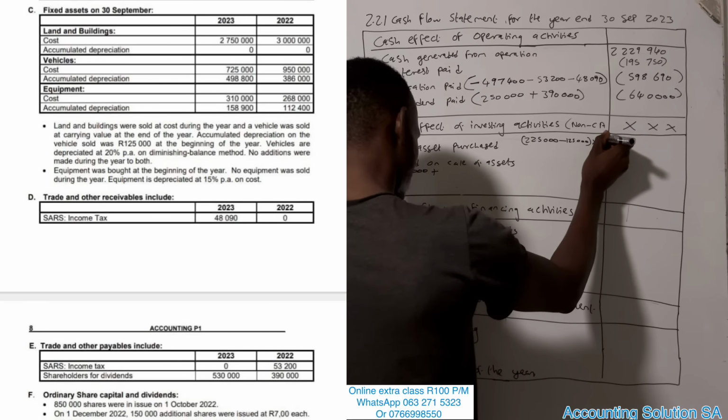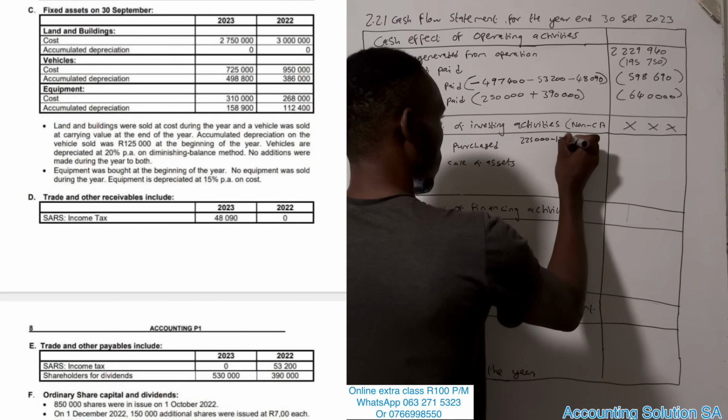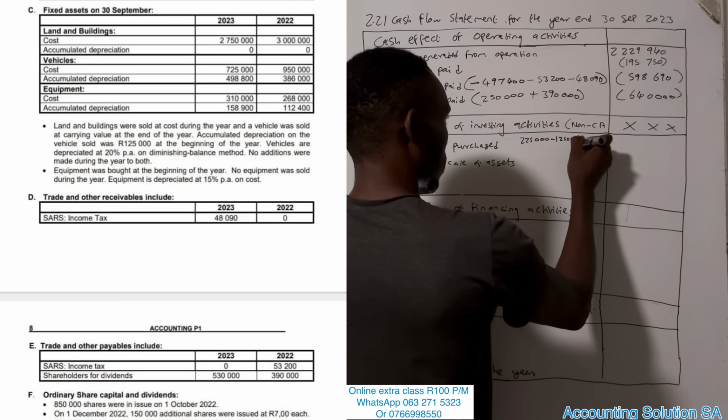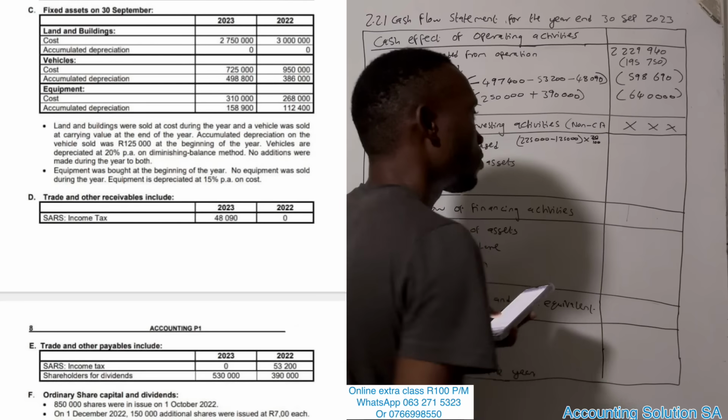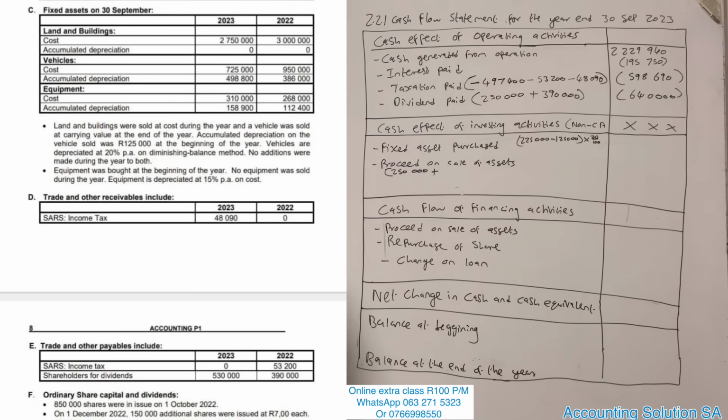Okay, guys, they say that it was sold at the year end, which means that there is no need for us to calculate another depreciation. We're just gonna take 225,000 minus 125,000. We have to calculate this depreciation, but we are not going to count a month because it's year end. It's 12 over 12.